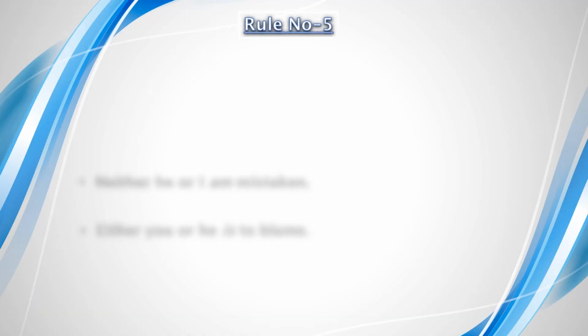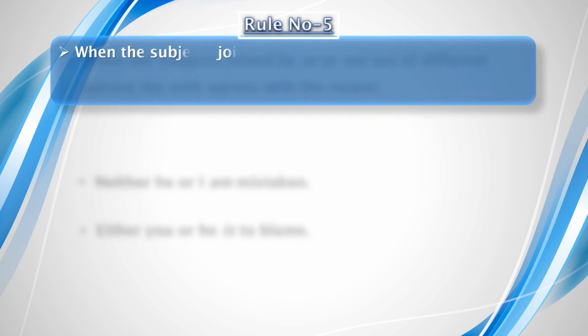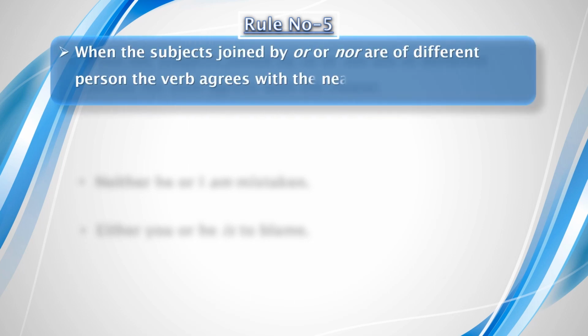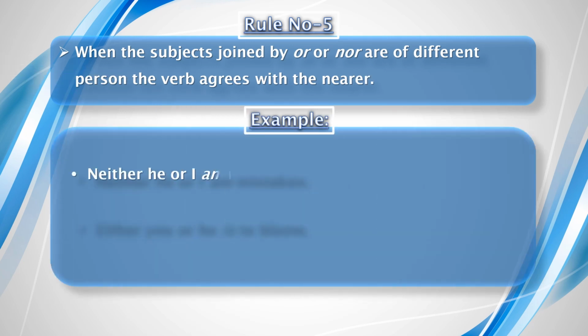Now you understood, when one of the subjects is plural, the verb will be plural and the verb will be placed before the plural subject. So now there are so many things regarding this or nor. So now come to another rule, when the subjects joined by or nor are of different person. It can be singular, it can be plural. The verb agrees with the nearest one. The verb will agree with the nearest. That is, either he or I am mistaken, because I am agreeing with the subject nearer to it.